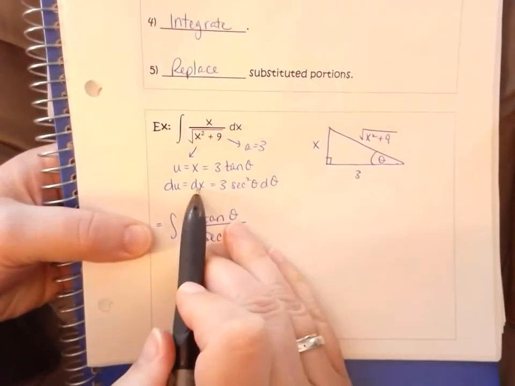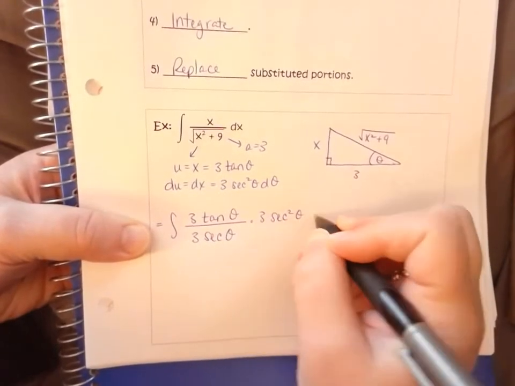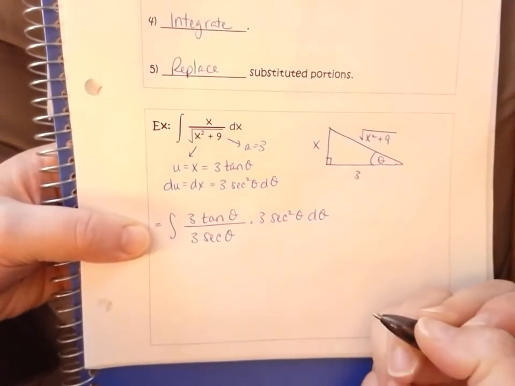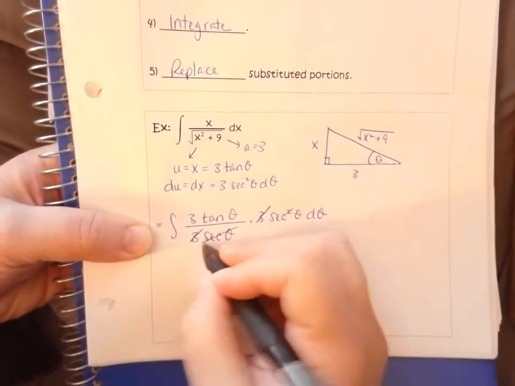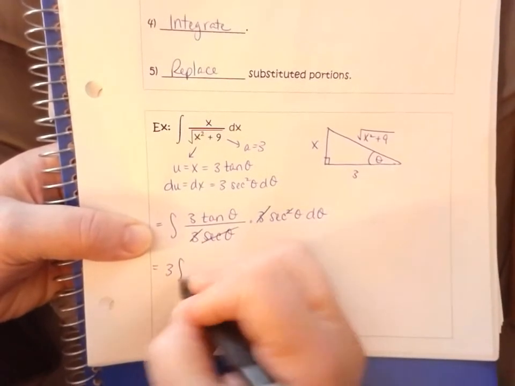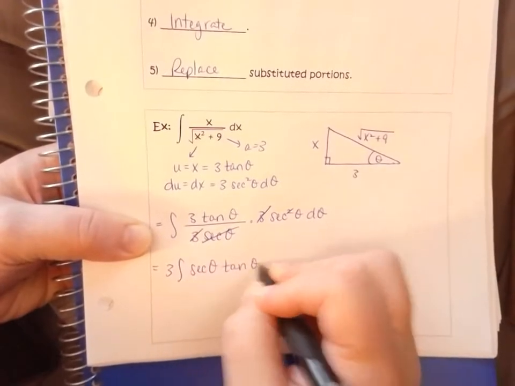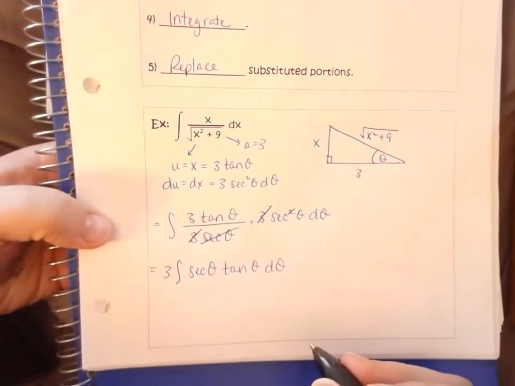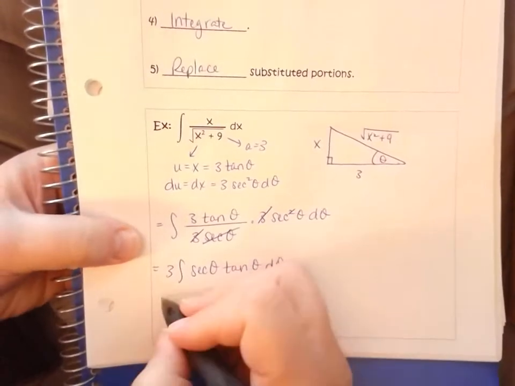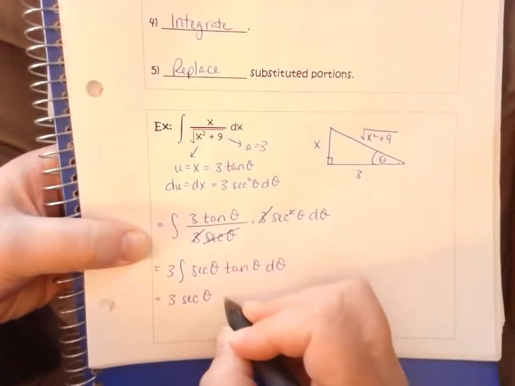And then my dx is going to be replaced with 3 secant squared d theta. You can see a lot of canceling going on, and I'm left with 3 times the integral of, I'm going to rearrange the order, secant theta tan theta. Does that look familiar? Well, if we reference our chart, our derivatives, secant tan is the derivative of secant, which means its integral is secant.